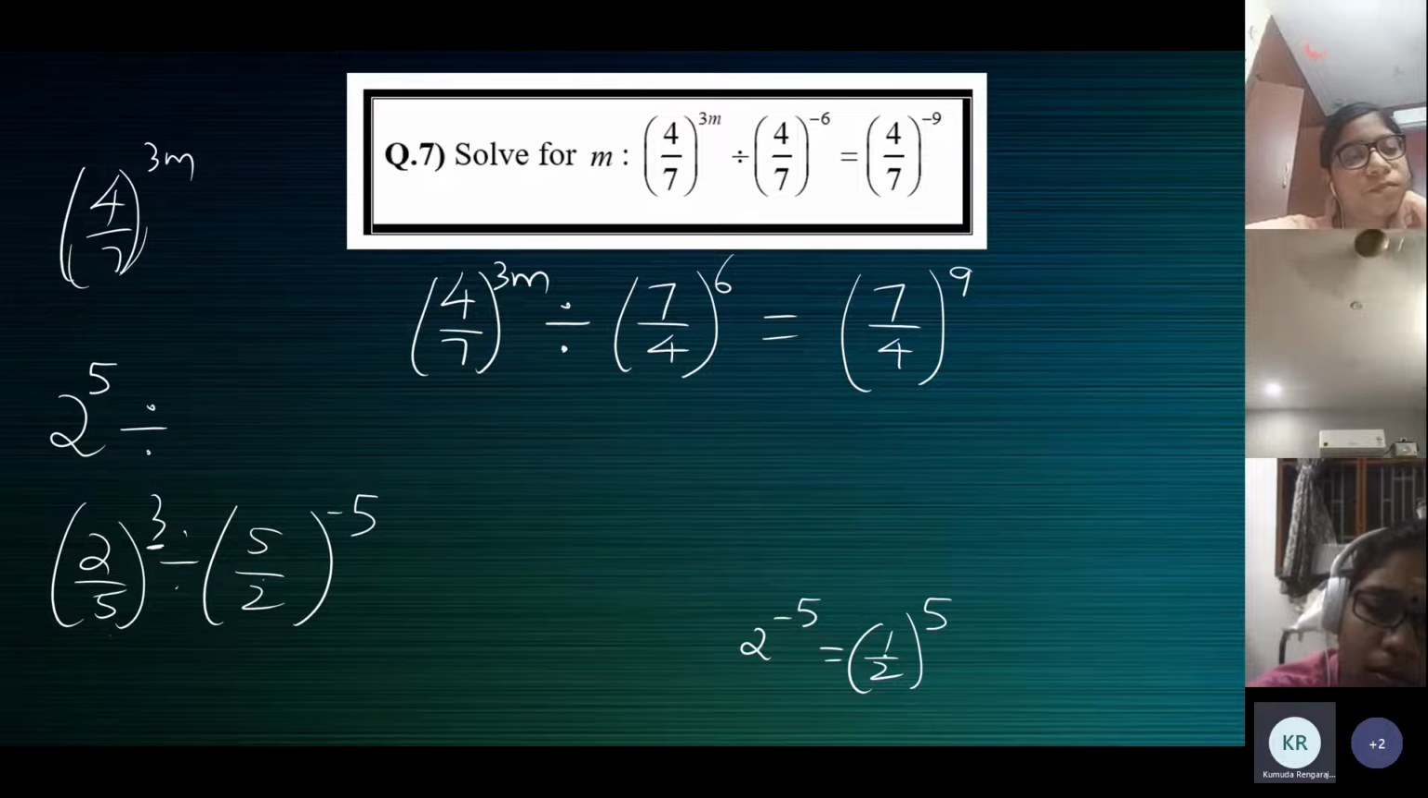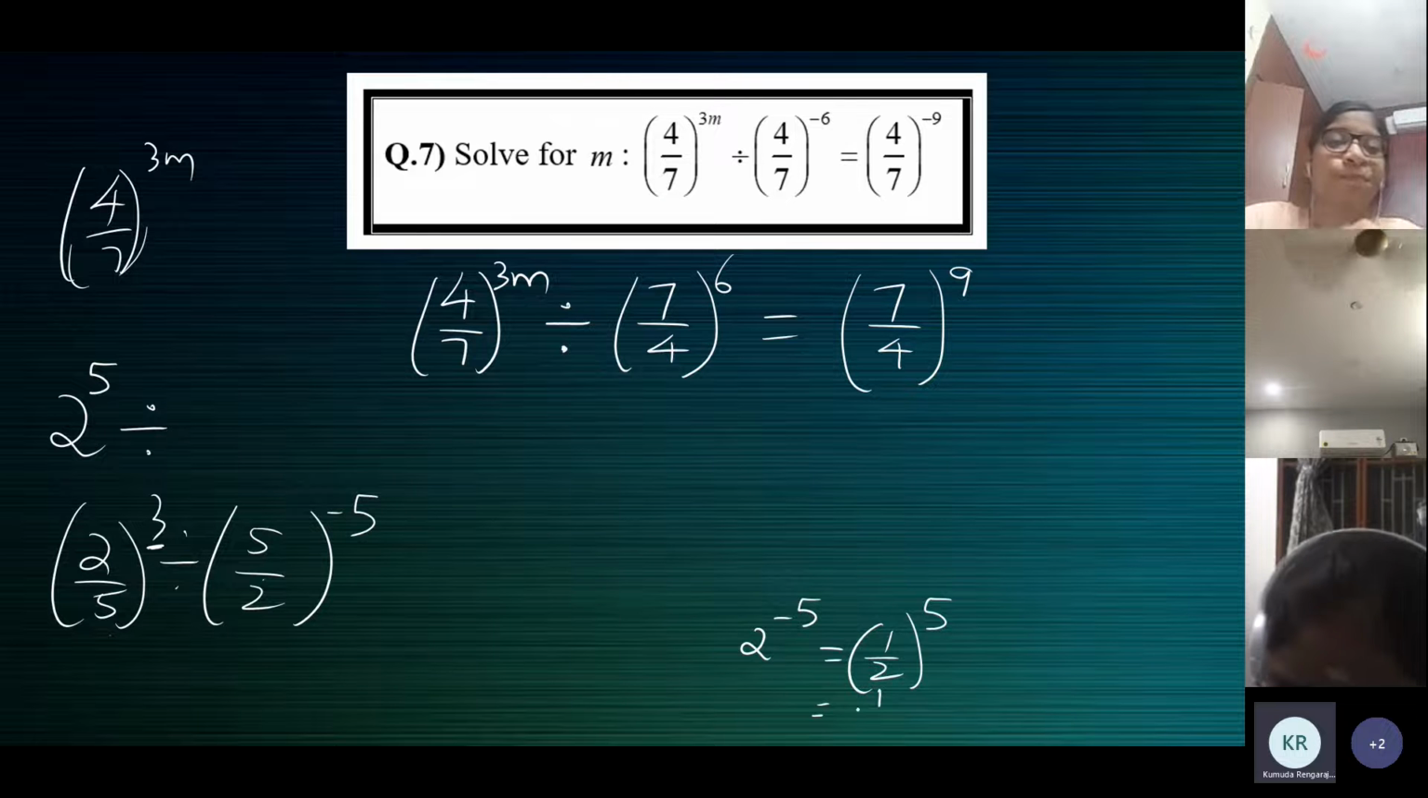So what is it? 1 by 2 into 1 by 2 into 1 by 2 into 1 by 2 into 1 by 2. 1 by 2 multiplied with itself 5 times, which is 1 by 32.